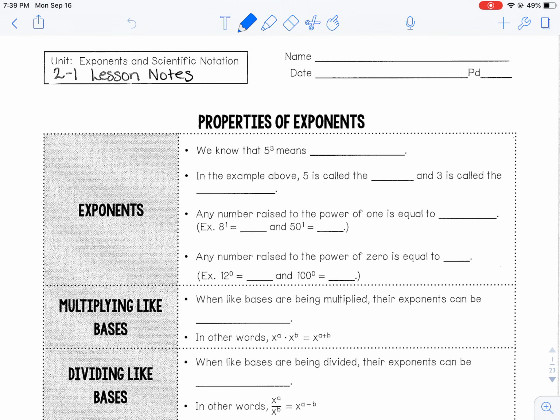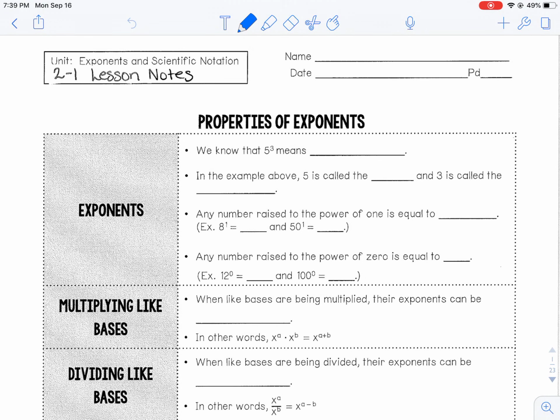Our fourth rule that we're going to have is dividing like bases. So when like bases are being divided, their exponents can be subtracted. So for instance, if you have x to the a power over x to the b power, you would have that equal to x to the power of a minus b.